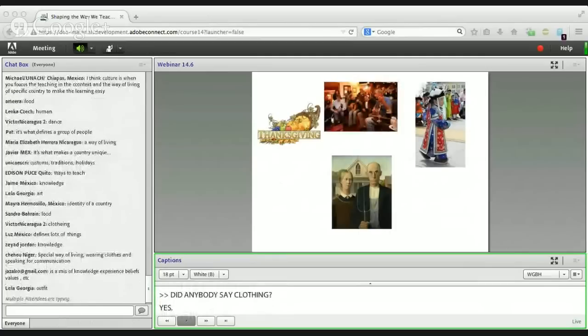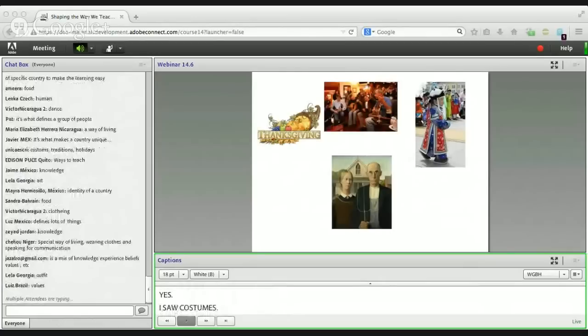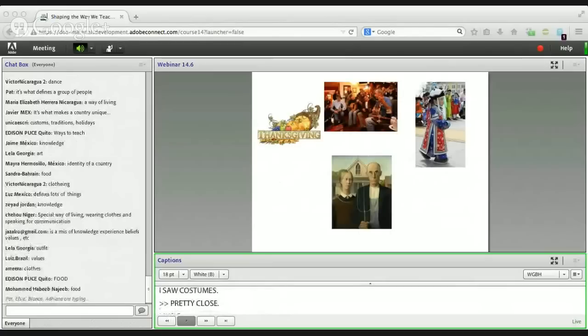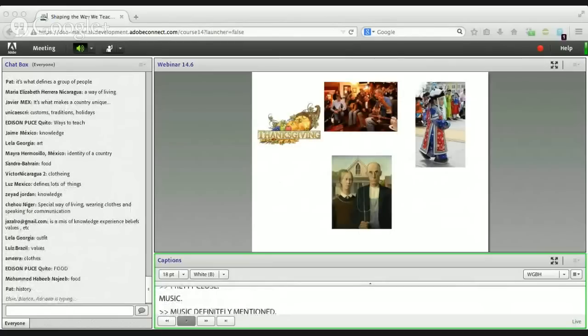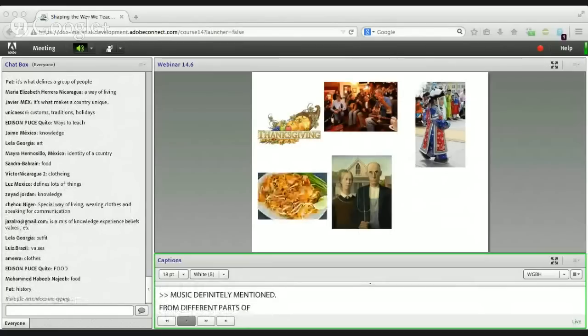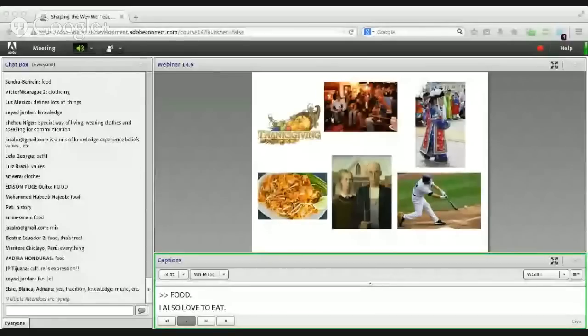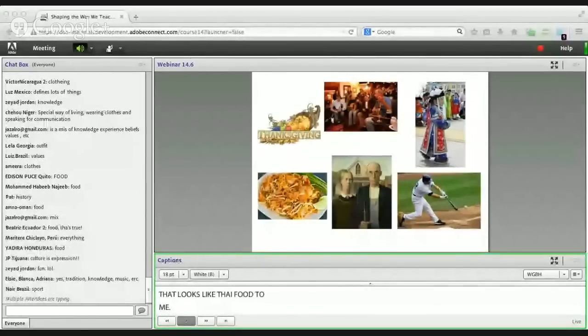Music. Yeah, music was definitely mentioned. International music, music from different parts of the world, it's really fascinating, huh? Definitely. Every time I travel, I love to find local music. Food. I also love to... Oh, sports. Did anybody say sports? I don't know if anybody ever mentioned sports. I'm not sure. I saw sports.